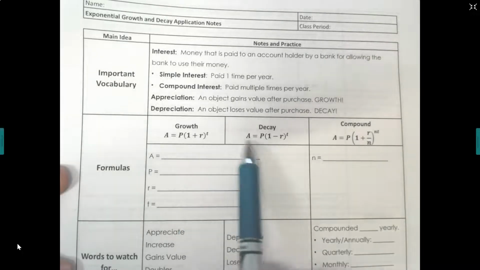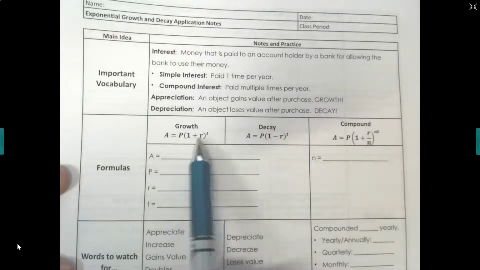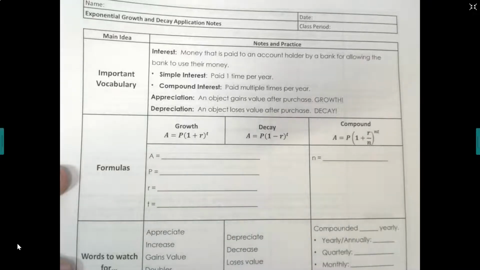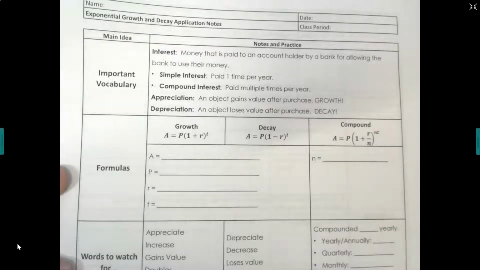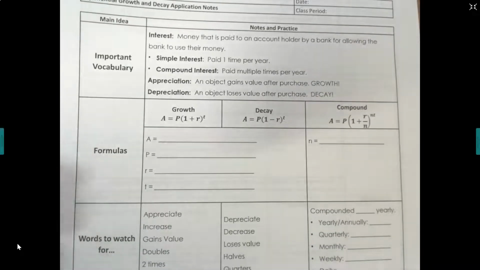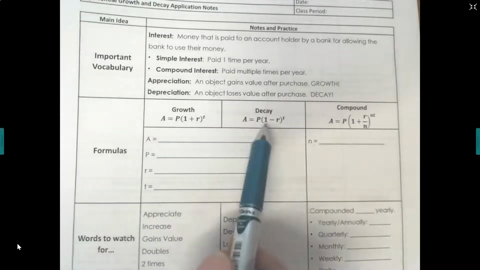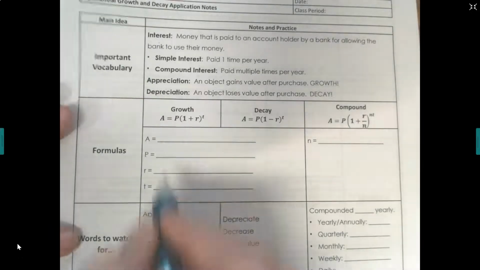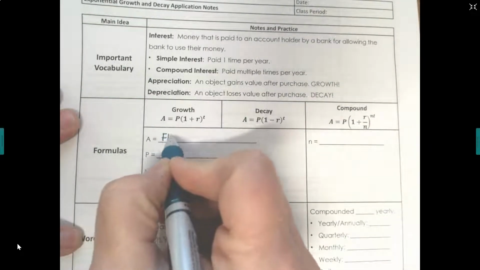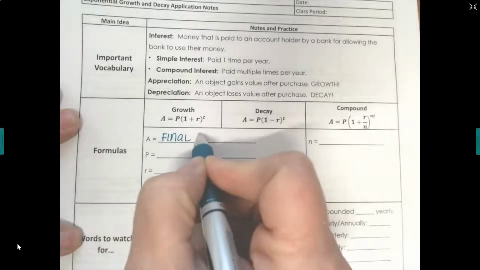Now, if we look at the growth and decay formulas for these application problems, you'll see they're identical except the growth has a plus and the decay has a minus. So they're the same thing. And then our compound interest has some extra stuff added in here, and so we'll talk about what all the letters mean. Okay, so in our problems, you'll see every one of them says A equals. A is just your final amount. What would we have at the end when I do all of this?